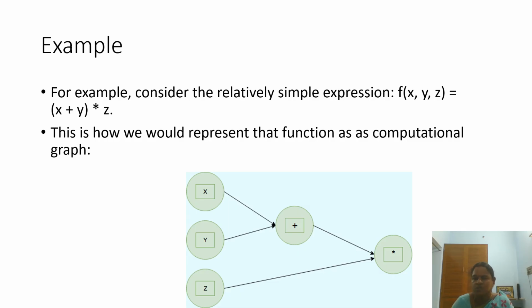Here the nodes are x, y and z, and the plus and star operators are nothing but your functions, which can be depicted as shown in the figure. So this is how we represent a computational graph, which helps to reduce the equations in deep learning.